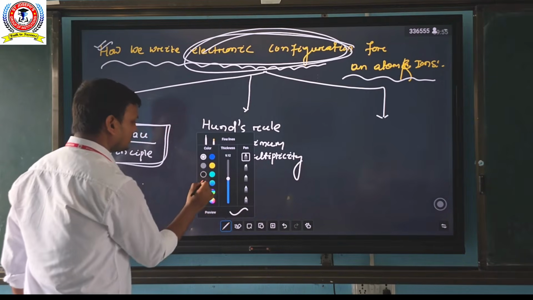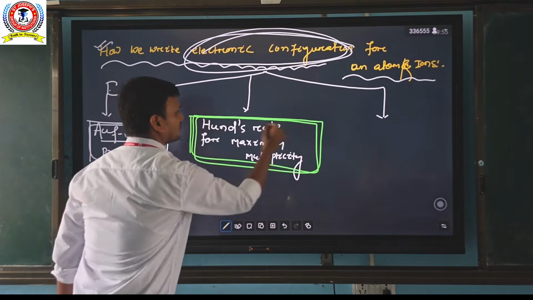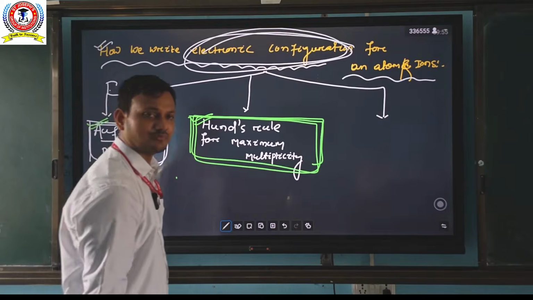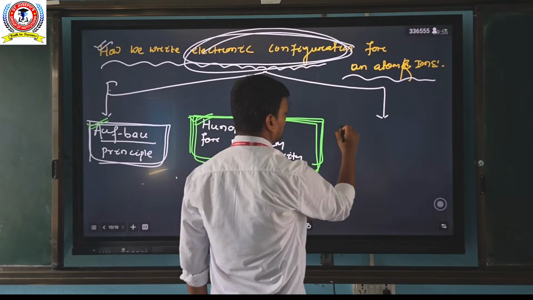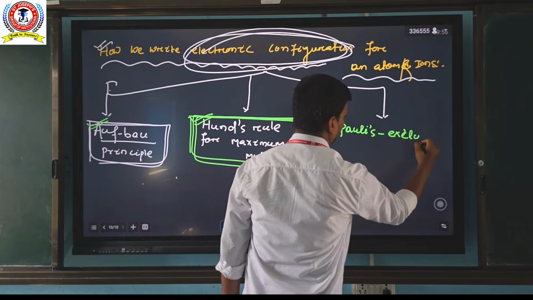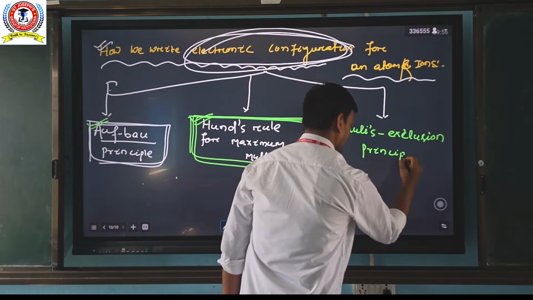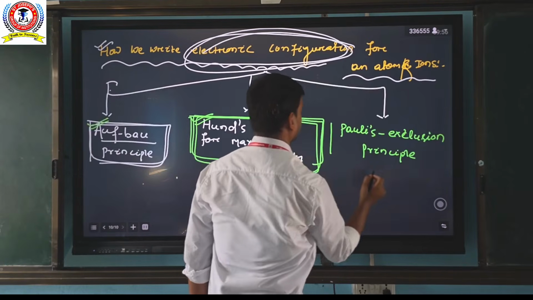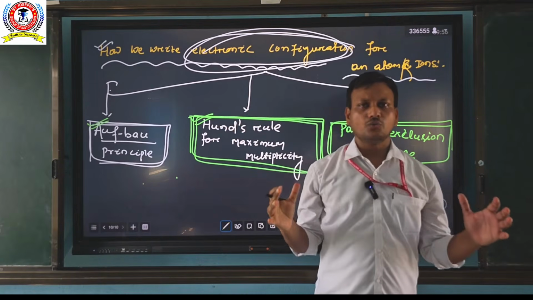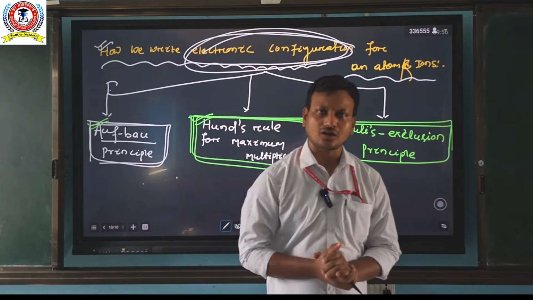This is your Aufbau principle. This is your Hund's rule for maximum multiplicity. And third one is your Pauli's exclusion principle. That means, students, we obey 3 rules for writing an electronic configuration for an atom or an ion.